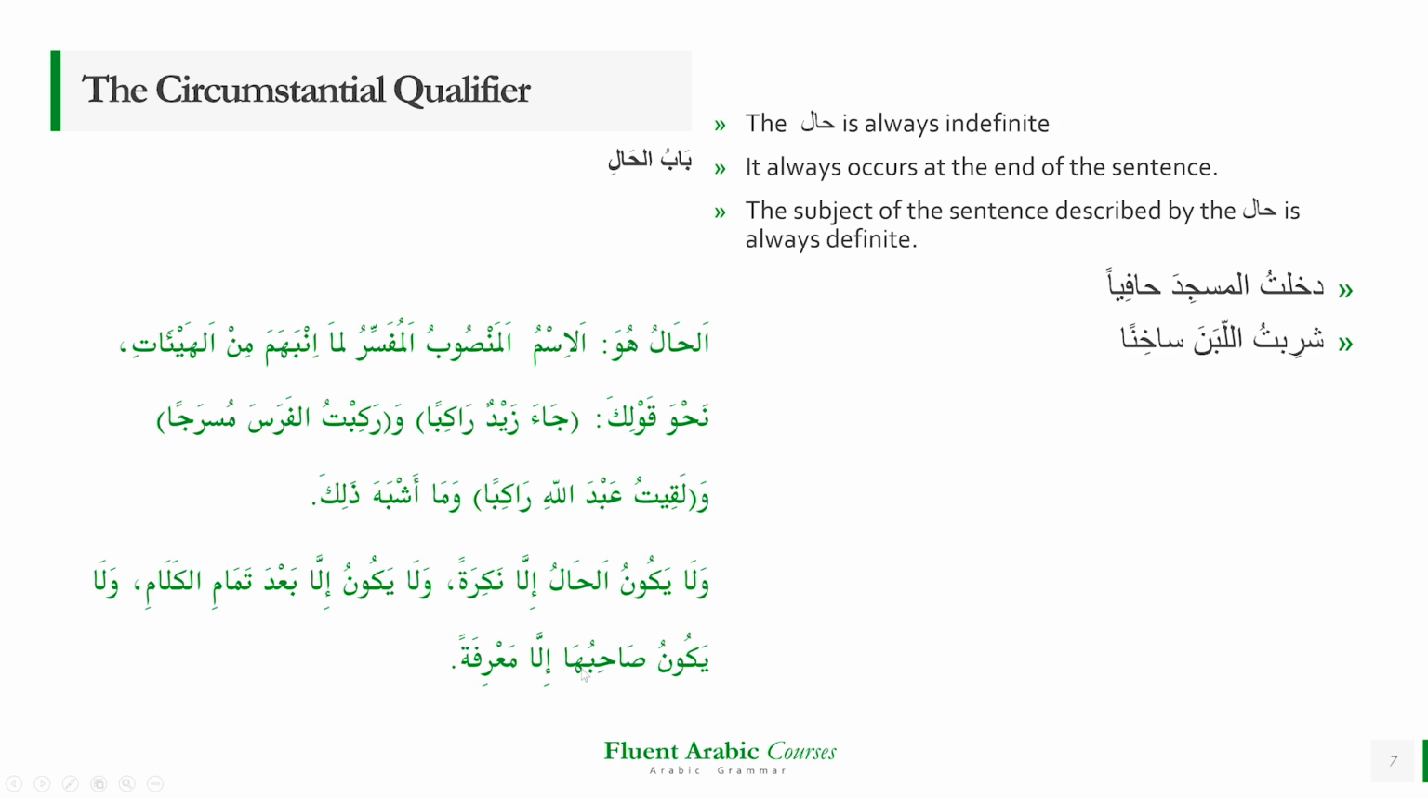وَلَا يَكُونُ صَاحِبُهَا إِلَّا مَعْرِفَةً. The subject of the hal is always ma'rifa. It is always definite. So you can't have a nakira as the subject. So according to this rule, you can't say جاء رجل راكبا.